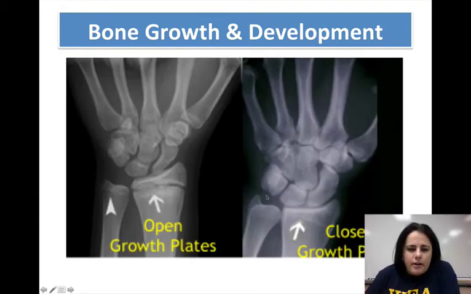It's kind of cool to see them on an x-ray. So you could see that this one is still open, which means that this person would still be growing, whereas this one has closed and left this faint little line right here. So this person is no longer growing.